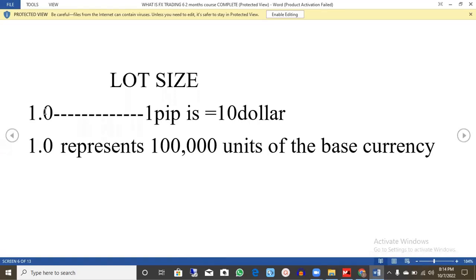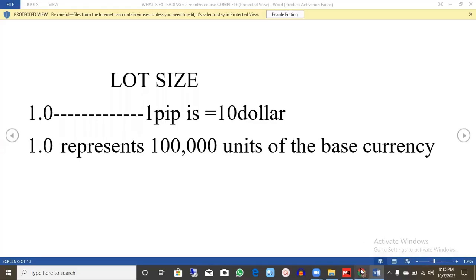Now, I want to take that again. If you are trading with one lot size, for every one pip gain, it will be equal to $10. So if you're trading with pounds, it will be equal to 10 pounds. If you're trading with euro, it will be equal to 10 euros. So let's use 1.0 lot size is represented as $10 per pip.